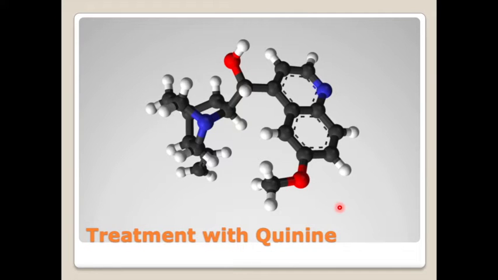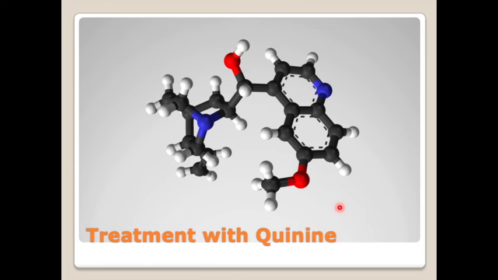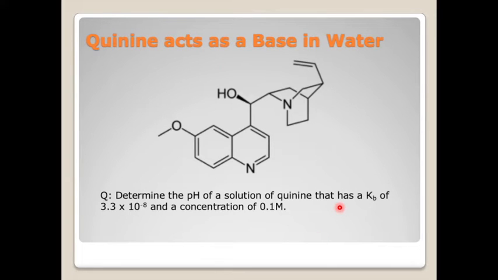Now, why do we say all that? Well, if you went to this kind of situation or this kind of forest a couple hundred years ago and you got malaria, the best hope for treatment would be this molecule called quinine. No surprise, quinine is a base in water. Why is that relevant? Well, it's relevant because it treats malaria, which gives us the context. And the second thing is it's relevant because it allows us to calculate the pH of the solution.